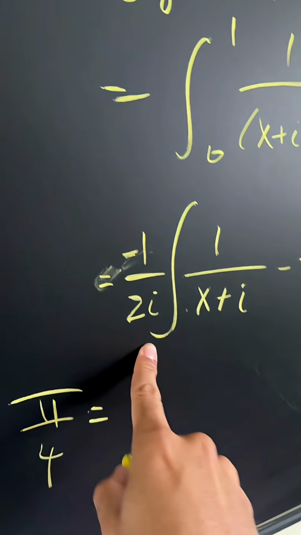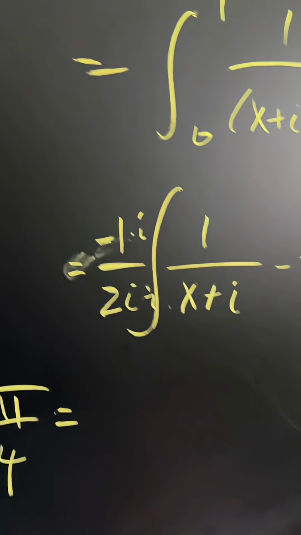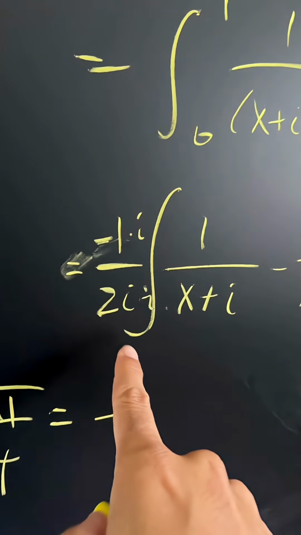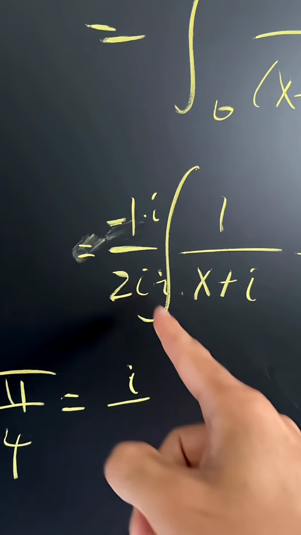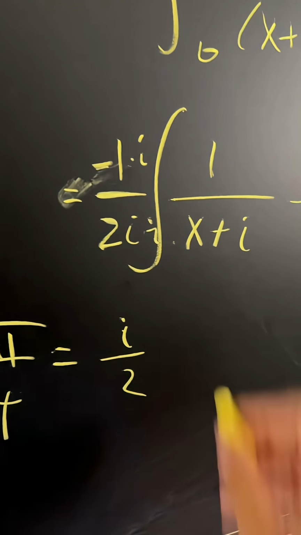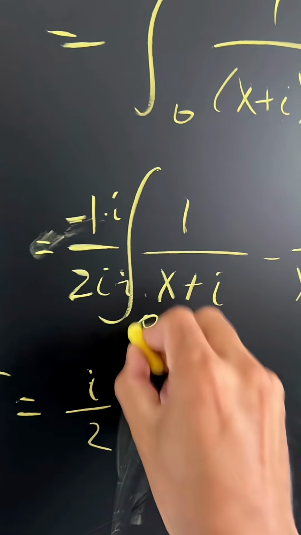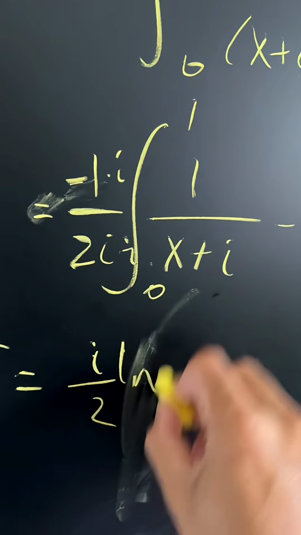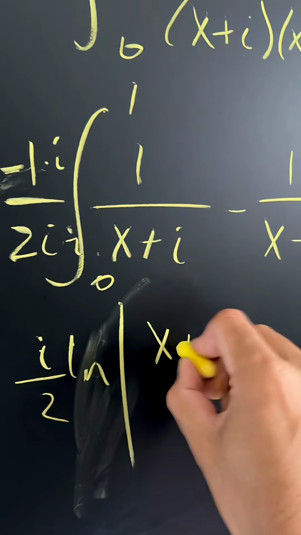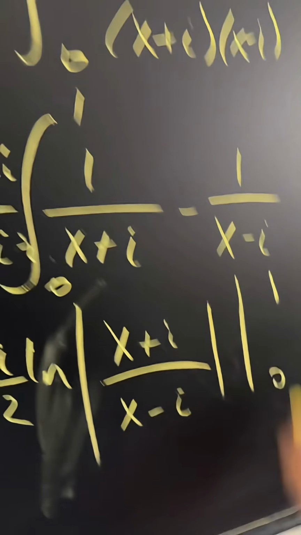And now this right here, I'm just going to multiply the top and bottom by i. So i, and what that's going to give us is an i on the top. And then this is going to turn into 2 times -1, canceling out this negative on the outside here. So we have i over 2, and then we have the integral, and we can easily integrate this. And by the way, I forgot the 0 to 1, but this will become the natural log of x plus i minus x minus i, and then we're still integrating from 0 to 1.